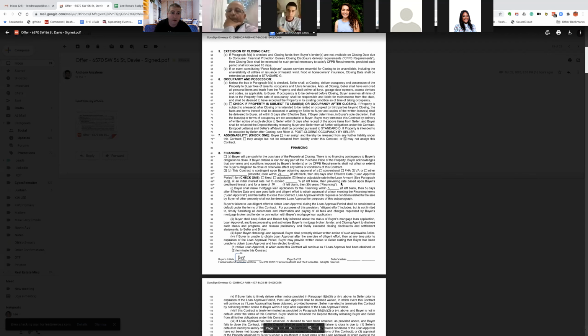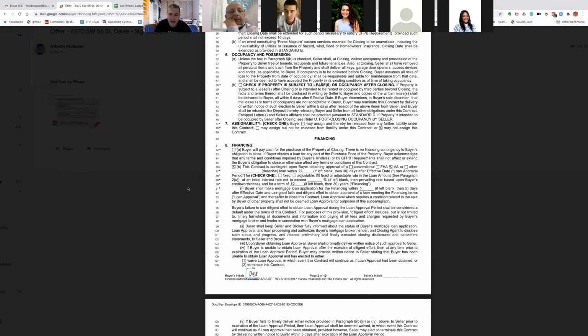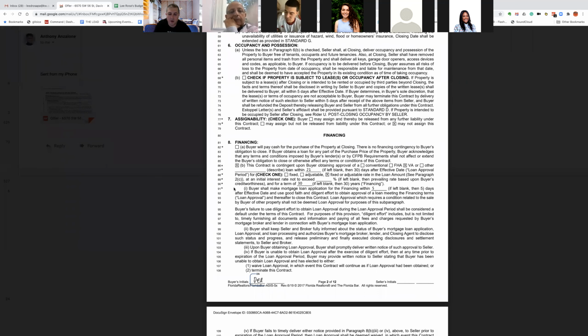Prevailing rate. I don't know what prevailing rate means. Prevailing rate means whatever the prevailing rate is. So if the approval says 2.75, I will put 3%, which means an interest rate not to exceed 3%. And you're getting a loan of 30 years. Now, the next important thing to know is line 91 to 94. Line 91 to 94 is that we will be making loan application.